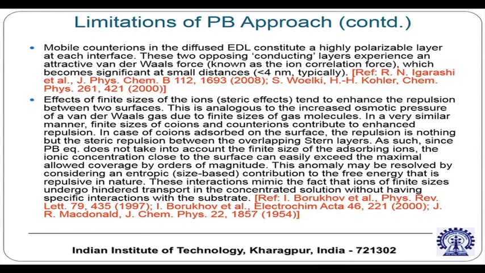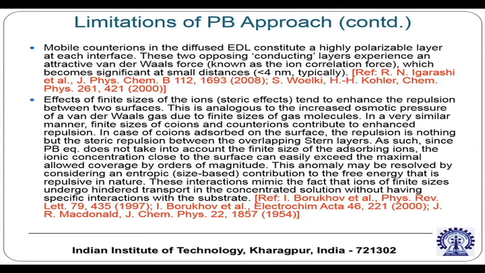In cases of coions adsorbed on the surface, the repulsion is nothing but steric repulsion between the overlapping Stern layers. As such, since the Poisson-Boltzmann equation does not take into account the finite size of the adsorbing ions, the ionic concentration close to the surface can easily exceed the maximum allowed coverage, because technically if it is a point charge there can be infinite charge density, that can be allowed, but in reality you cannot allow that. So that is a big limitation of the Poisson-Boltzmann model.